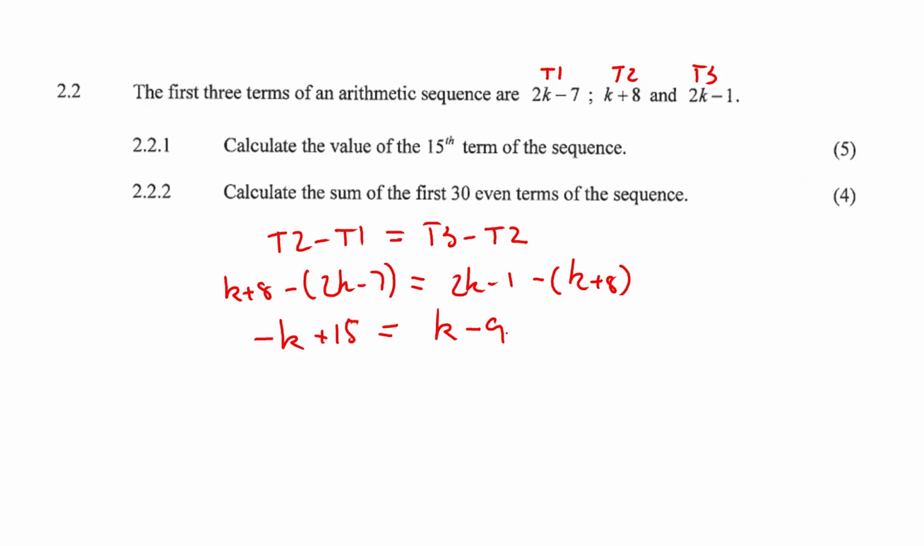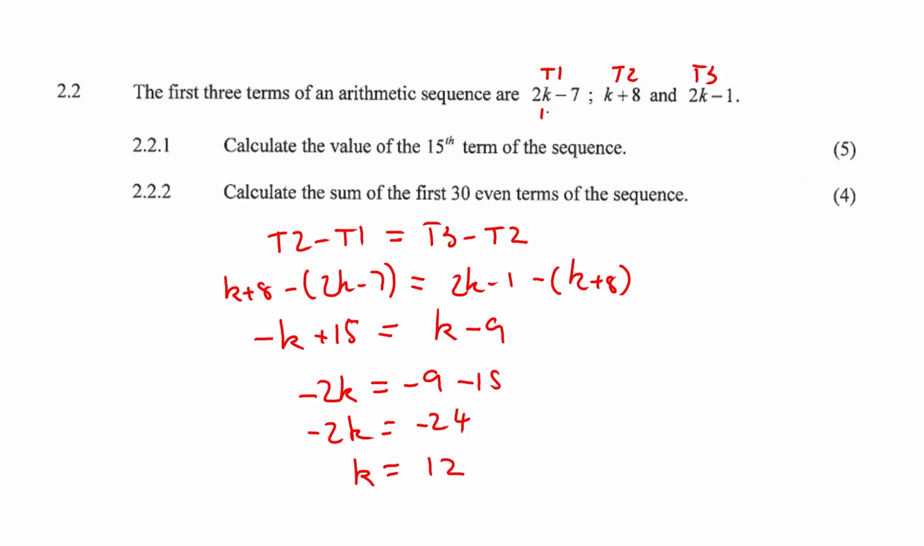Okay, and we want to isolate our k values. So this positive k on the right-hand side, when we take it over to the left-hand side, it's going to be equal to a negative 2k. Positive 15 on the left-hand side, when we take it over to the right-hand side, it's going to be equal to minus 9 minus 15. Therefore, we're going to have minus 2k is equal to minus 24. Therefore, we can divide both sides by a negative 2. k is equal to a positive 12.